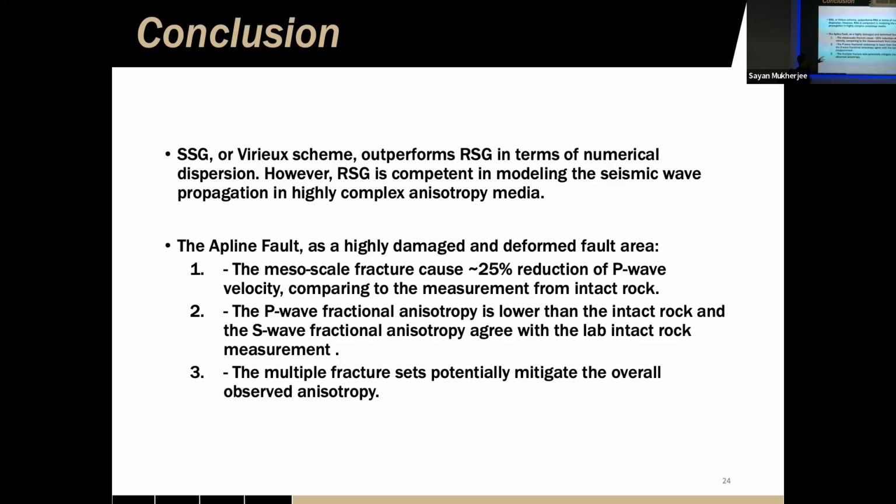The third one is just a hypothesis: because it has multiple fracture sets, the fractures play the most tricky role in this area. If you have pretty well-oriented fractures, they can actually contribute to anisotropy. But in other cases, if they are randomly distributed and there are multiple sets of fractures, they can actually mitigate the overall anisotropy we observe. And that's all I have.